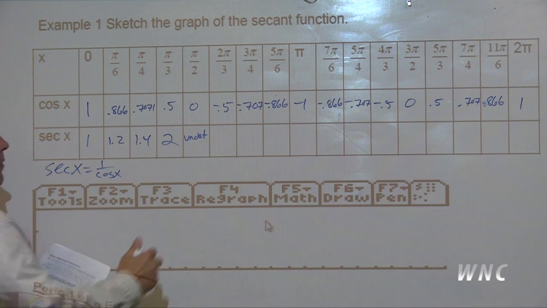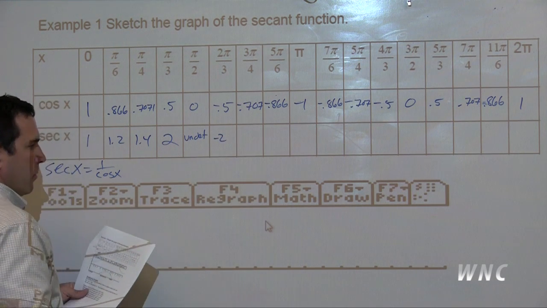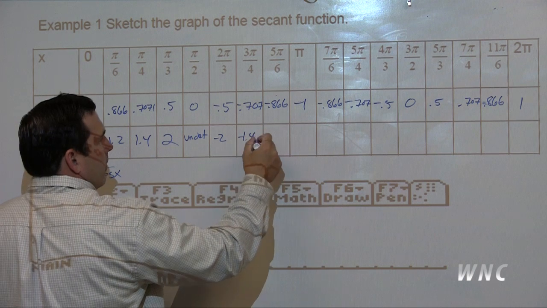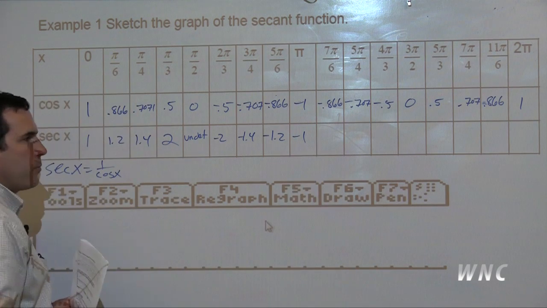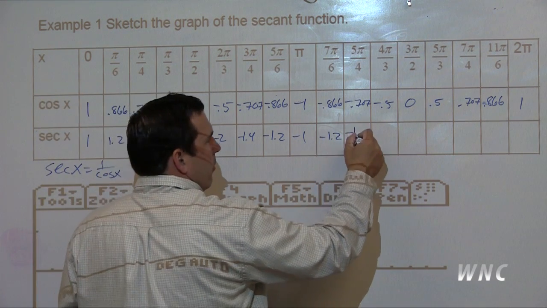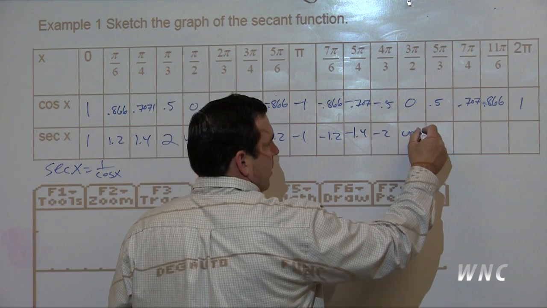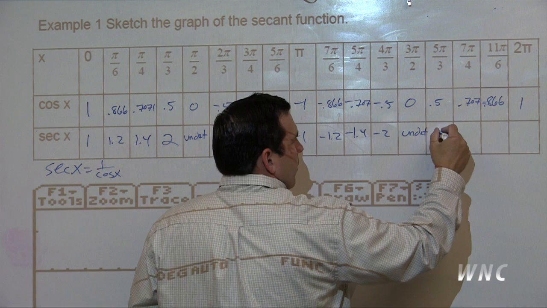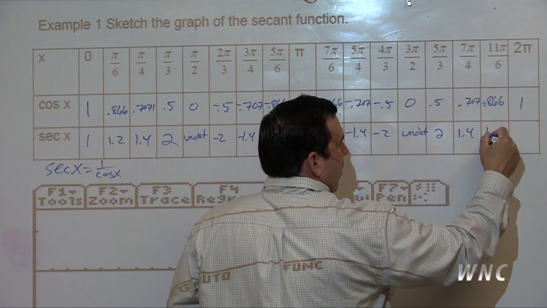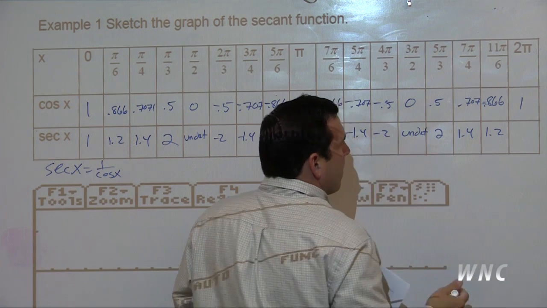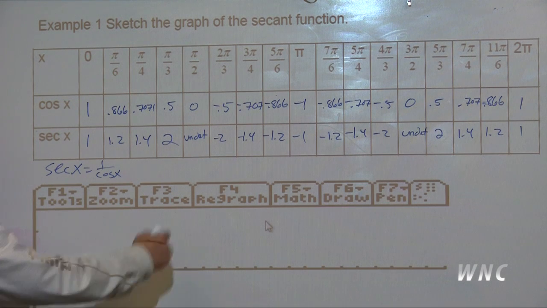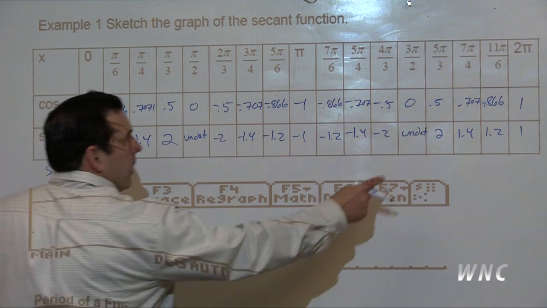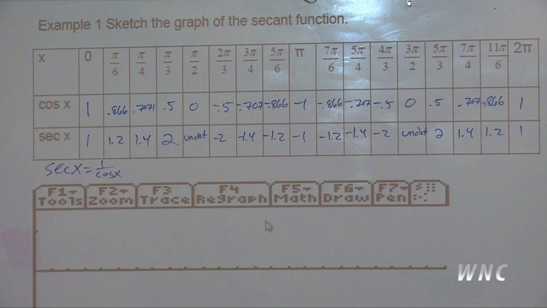1 over negative 0.5 is negative 2. And we have negative 1.4, negative 1.2, and then negative 1. Negative 1.2, negative 1.4, negative 2, and then undefined again. Then we have 2, 1.4, 1.2, and then we have 1. So if we graph this, notice it's undefined at pi over 2 and at 3 pi over 2, and those are places that cosine is 0. So 1 over 0 is infinity.